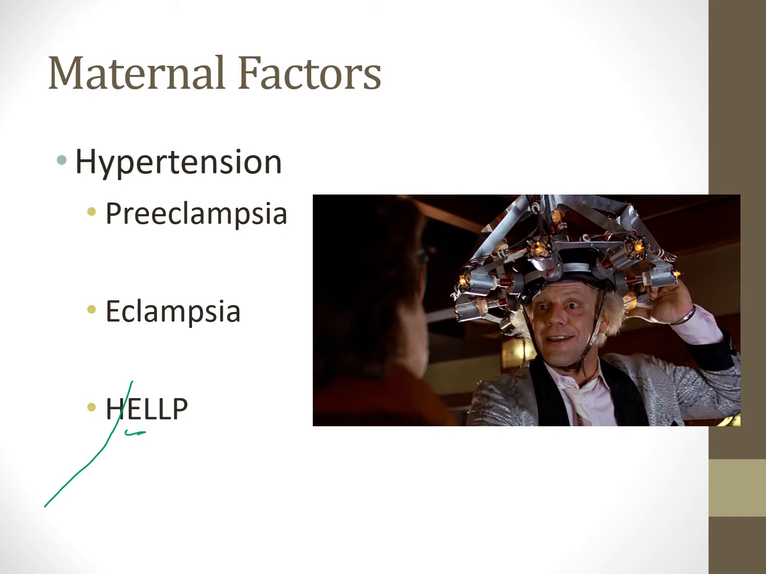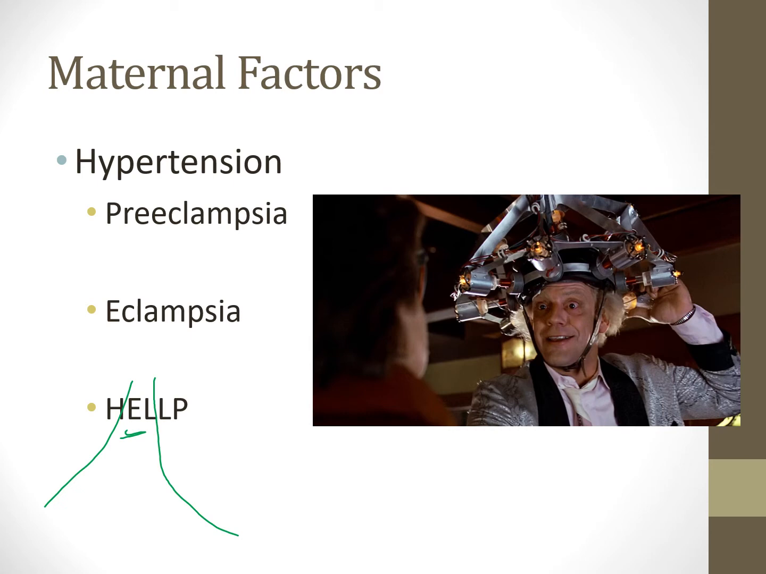EL is elevated liver enzymes. So we're going to run our AST and ALT, both of those will be elevated, and the LP stands for low platelets. So our ability to clot is going to be affected as well. So that's HELLP syndrome: hemolysis, elevated liver enzymes, and low platelets. These are all bad signs when we're looking at HELLP syndrome in a mom.